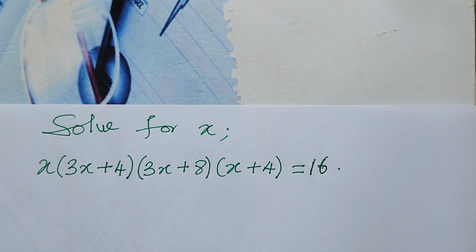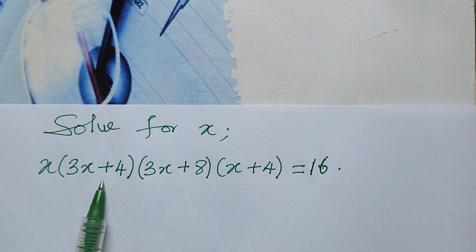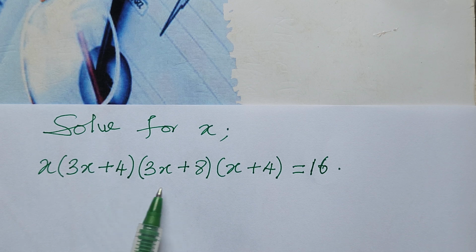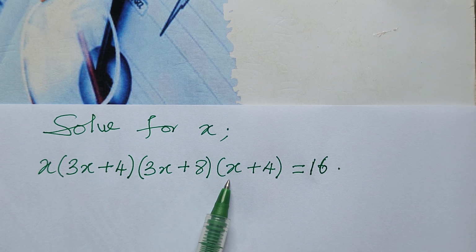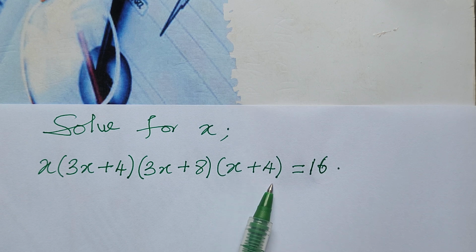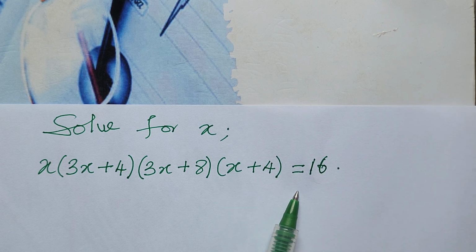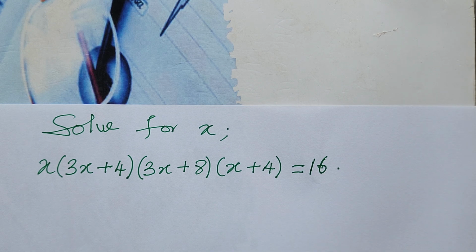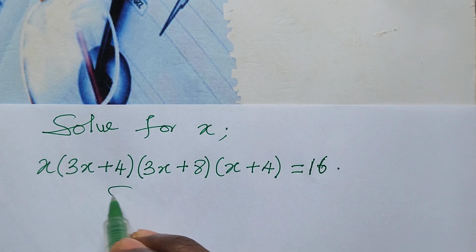The question before us is: solve for x. x(3x + 4)(3x + 8)(x + 4) = 16. So how do we solve for x? Let's take our solution.